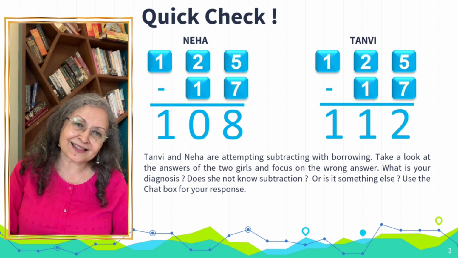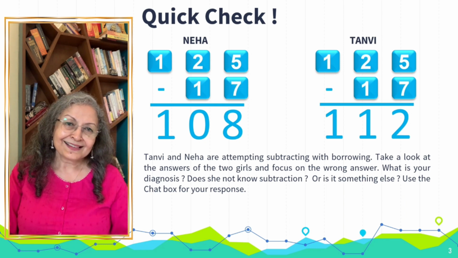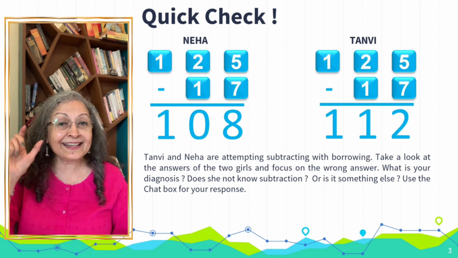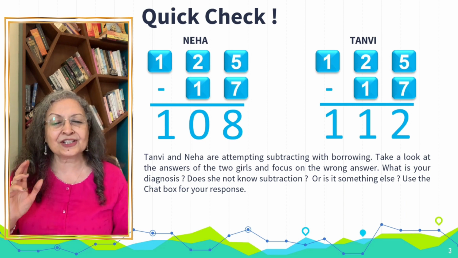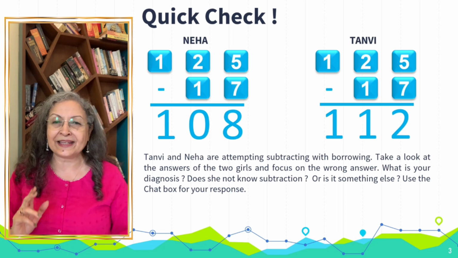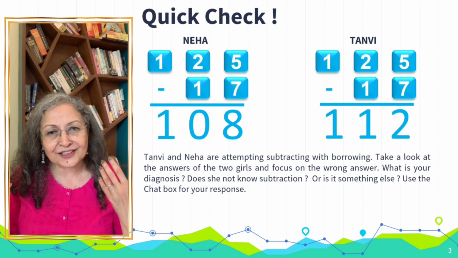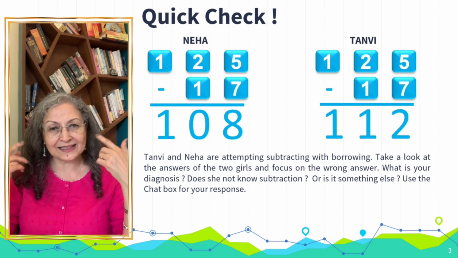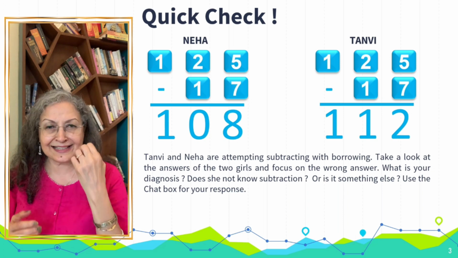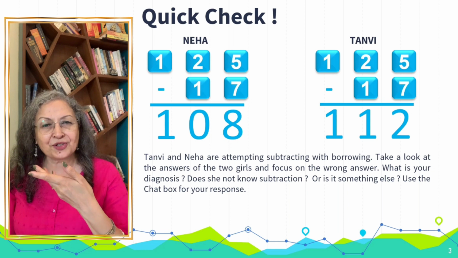Would you say that she doesn't know subtraction? I think she does know the idea of subtraction, because she's taking away the smaller number from the larger number. And then, therefore, what is it that she doesn't know? So when your mind works like this, you are actually diagnosing, just the way a doctor diagnoses.